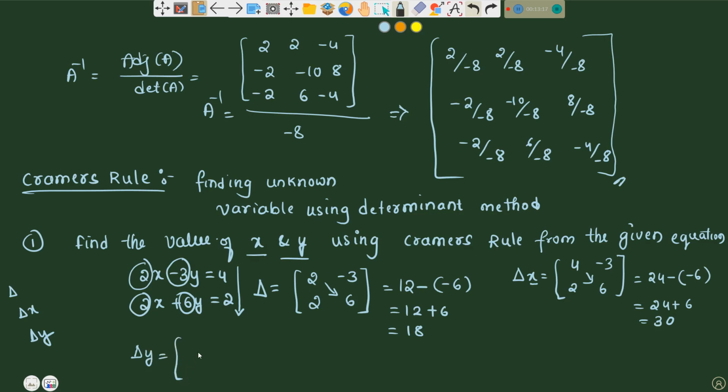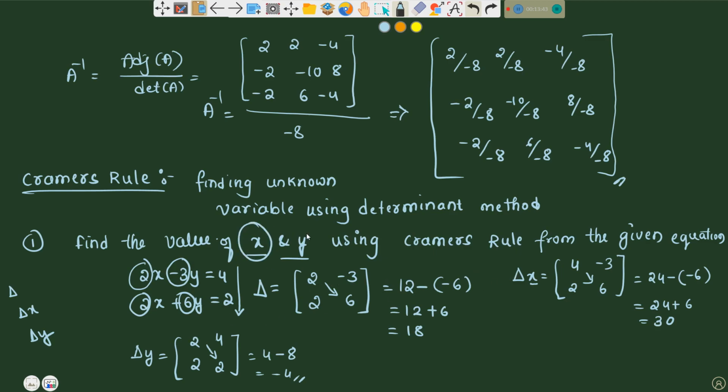Now you have to find delta y. In order to find delta y, first you keep the first column common, that is 2, 2. Instead of the second column elements, you put the values after the equals sign, 4, 2. Now do cross multiplication. 2 times 2 is 4, minus 2 times 4 is 8. So 4 minus 8 is minus 4. So you got delta x and delta y.